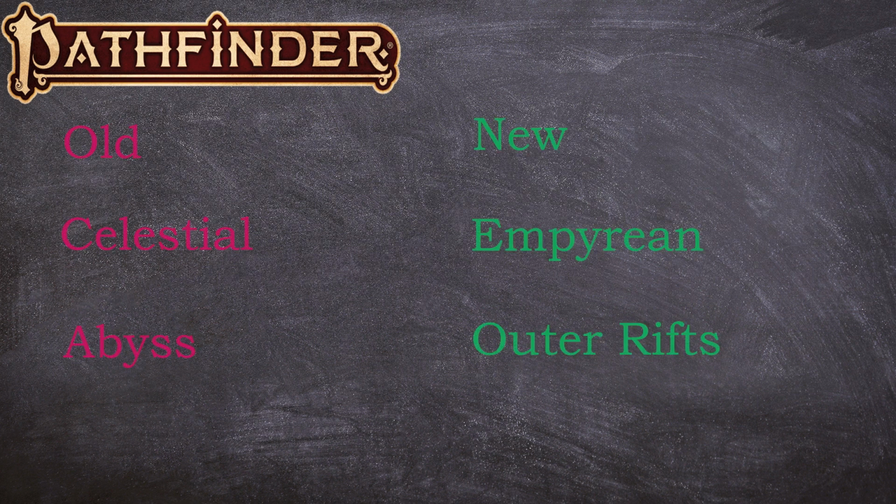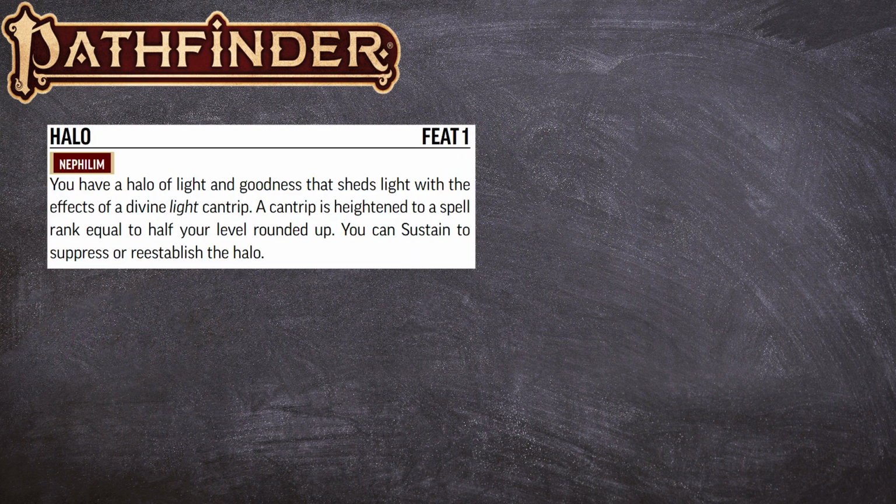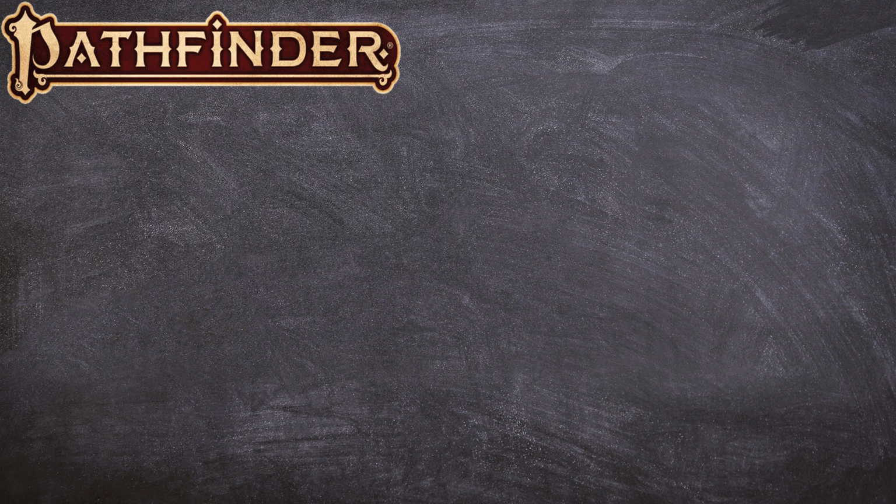So, for example, Celestial is now the Empyrean language, and they no longer call the Abyss. It is now called the Outer Rift for the Pitborn. Halo has been changed. It now is just a sustain action to suppress or reestablish the Halo. That's it. Just bringing it in line, making it not so confusing.